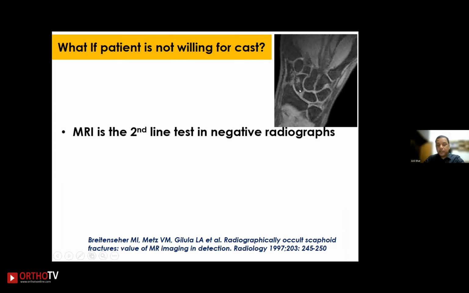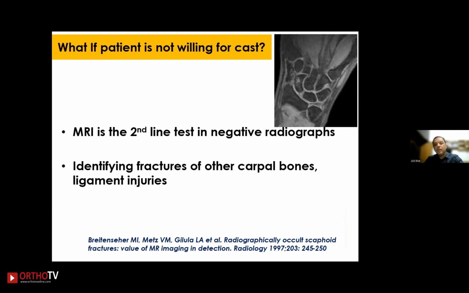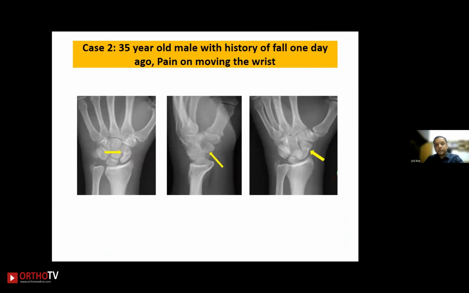It can also pick up, if the scaphoid was normal, whether there is a scapholunate injury, or any other injuries around this. So your second line in negative radiographs should be an MRI. It identifies fractures of the other carpal bones and also ligament injuries, and has one of the highest sensitivity and specificity. This is another 35-year-old male, again with a 1 day history of fall and pain, and you see the fracture.